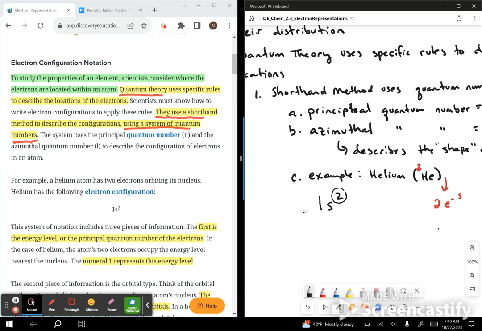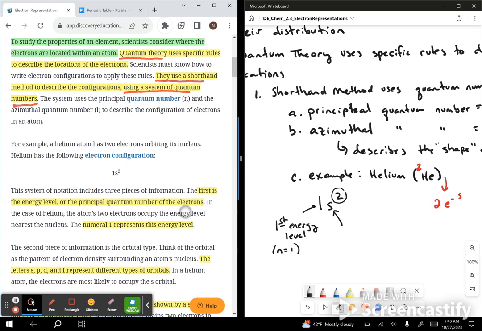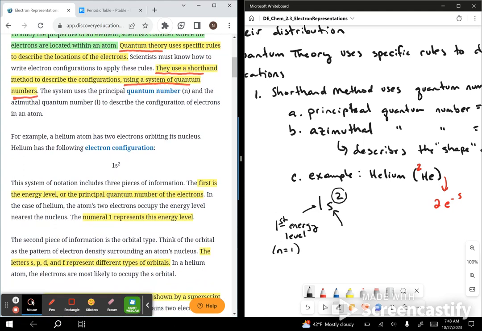Okay, this is your first energy level. This is your first quantum number. Okay, so quantum number. This is the first energy level, right? We would say that this is where n equals 1, right? And we know here that this would be your azimuthal, right?